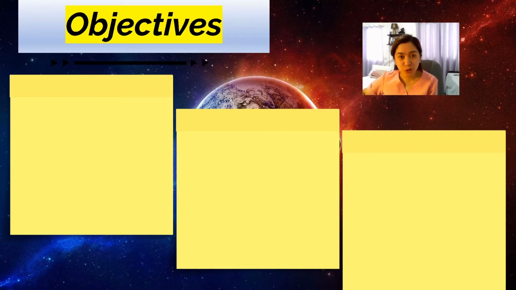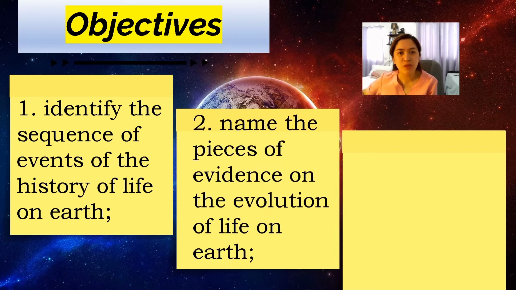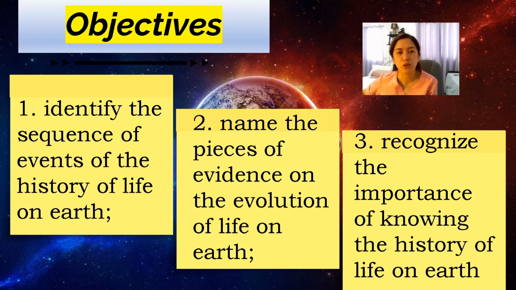Here are our objectives. After going through this lesson, you are expected to identify the sequence of events of the history of life on Earth. Second objective is name the pieces of evidence on the evolution of life on Earth. The third one is recognize the importance of knowing the history of life on Earth.